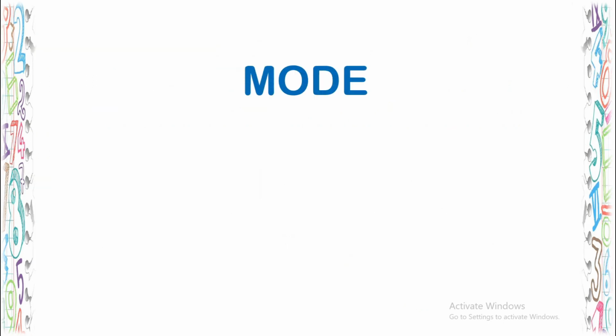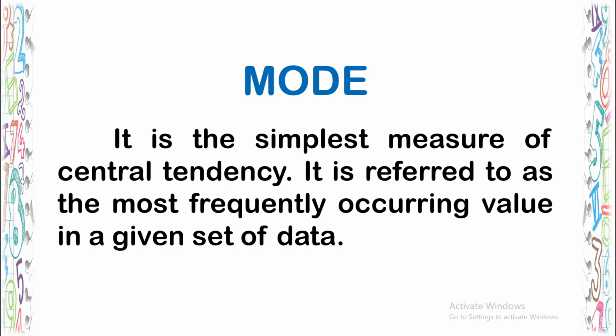Next, we have the last measure of central tendency. We have the mode. It is the simplest measure of central tendency. It is referred to as the most frequently occurring value in a given set of data. So this time, you just have to know how many times the number appears in the given data.